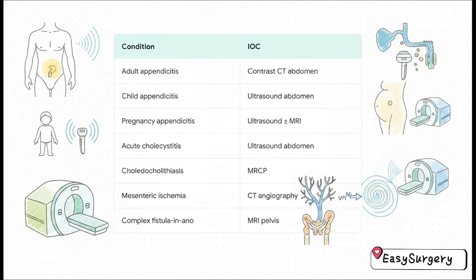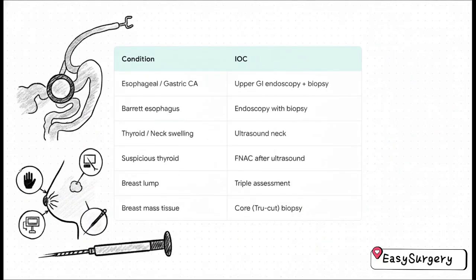For the biliary tree, acute cholecystitis starts with an ultrasound, but if you're suspecting stones lodged in the common bile duct, choledocholithiasis, you've got to order an MRCP. Acute mesenteric ischemia demands CT angiography, and a complex fistula in ano needs an MRI of the pelvis to properly map out those tracts. For the upper GI tract, whether it's esophageal carcinoma, gastric carcinoma, or Barrett's esophagus, upper GI endoscopy with a biopsy is king. You need that direct visualization and tissue sampling.